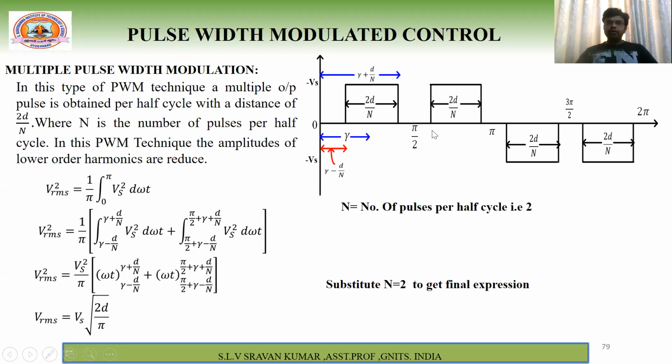Second pulse: pi by 2 plus gamma minus d by n to pi by 2 plus gamma plus d by n. Third one: pi plus gamma minus d by n to pi plus gamma plus d by n. And the fourth one: 3 pi by 2 plus gamma minus d by n to 3 pi by 2 plus gamma plus d by n.